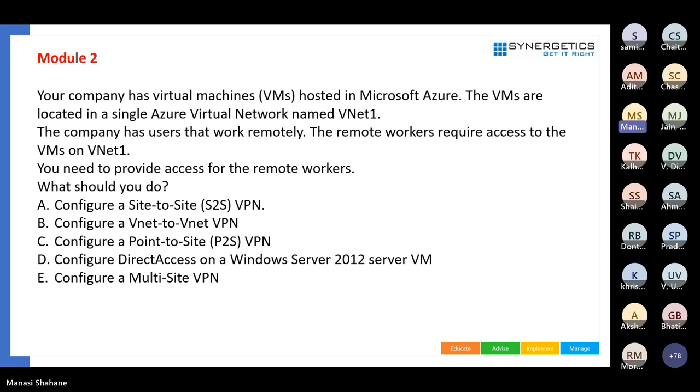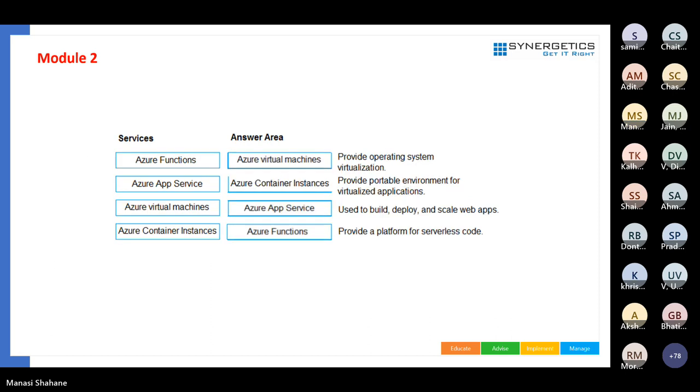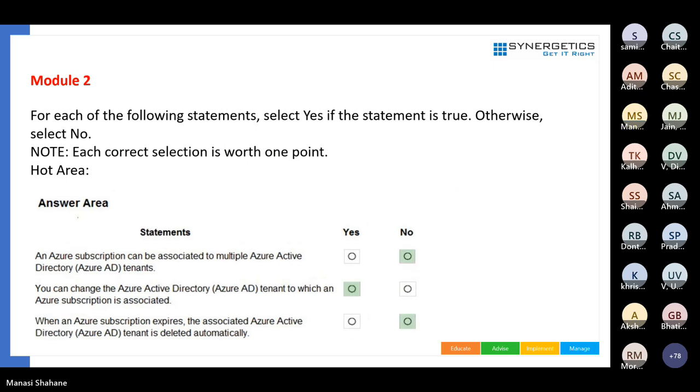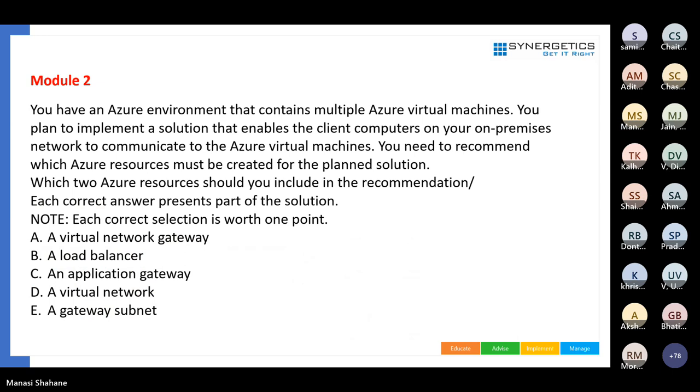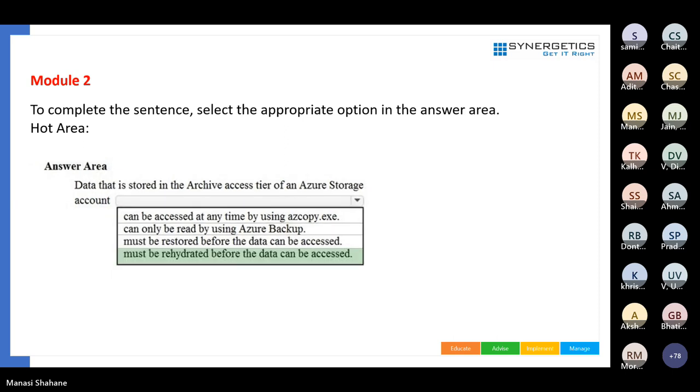Then something like this, again the same thing. Something like this again, where you have to drag and drop and match the appropriate answer. So this is like it. Then yes and no, like I told you. Something like this. Again, the same thing.